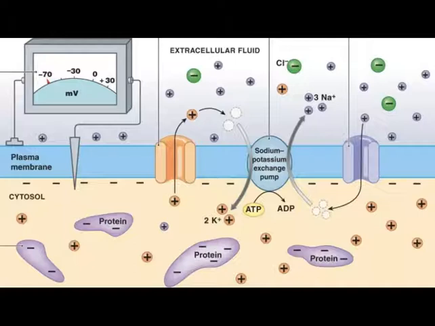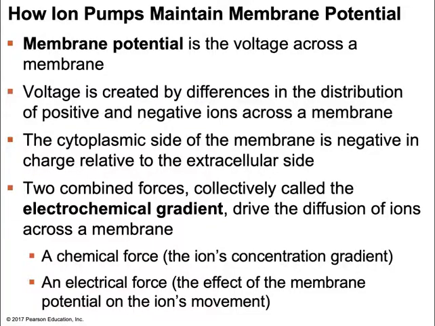Another important aspect of cellular physiology is something called the electrochemical gradient, which drives the diffusion of ions across the membrane. Two things make up the electrochemical gradient: the chemical force and the electrical force. The chemical force is the ion's concentration gradient. The electrical force is the effect that the membrane potential, governed by difference in charge, has on the ion's movement.